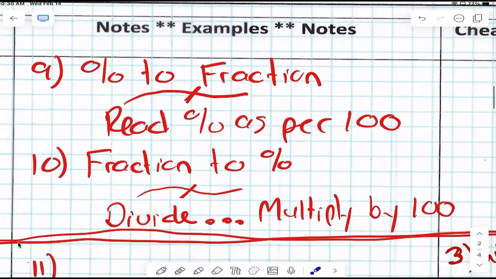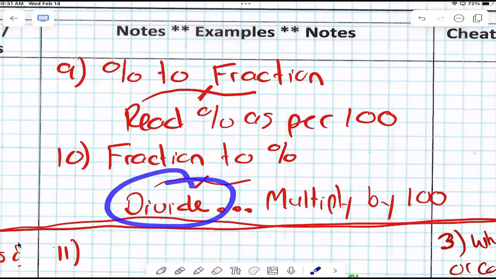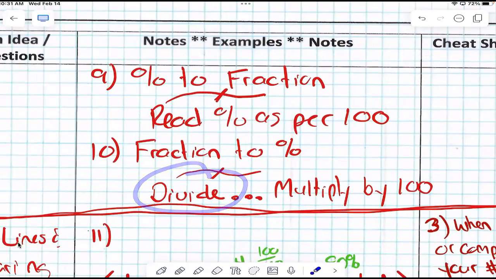Percent to fraction, how do we do that? Read percent as per 100. And per means what? Fraction bar, which means division then. And the last one, to go from a fraction to a percent, we do what? Divide. Well, you divide, but then you also need to multiply by 100.